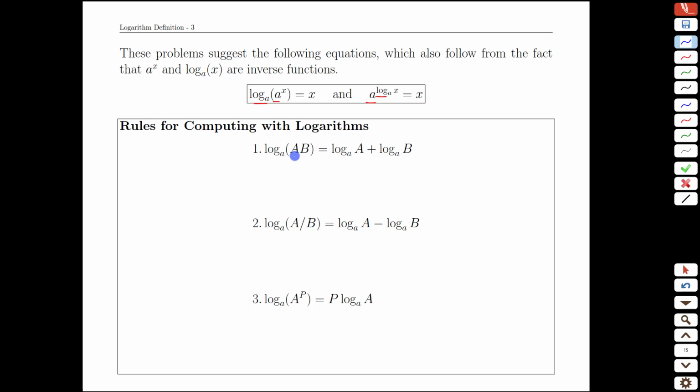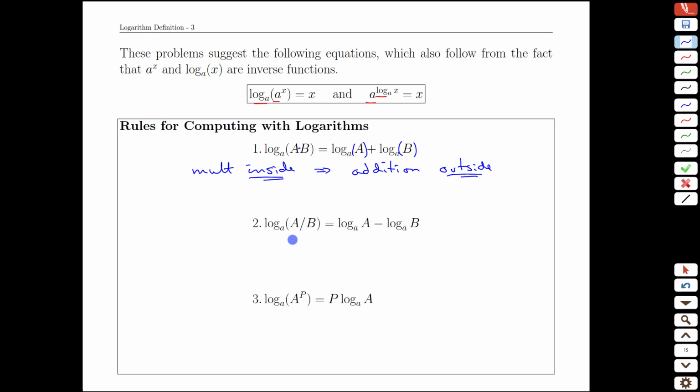Well, if we have log of a product, we can actually separate that out into log of one plus the log of the other. And the way I remember that is multiplication inside becomes addition outside. If we have a product inside the logarithm, we get a big plus on the outside, and then the individual logarithms of the first term or first factor and second factor.